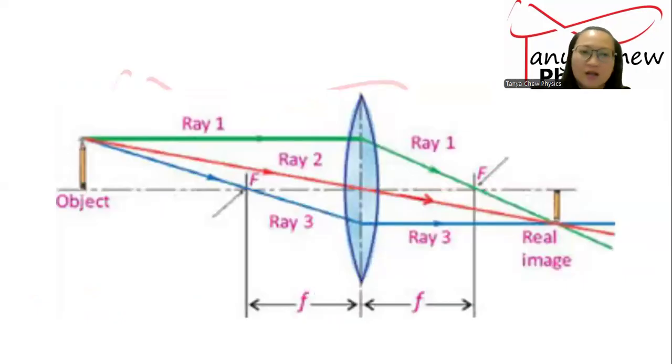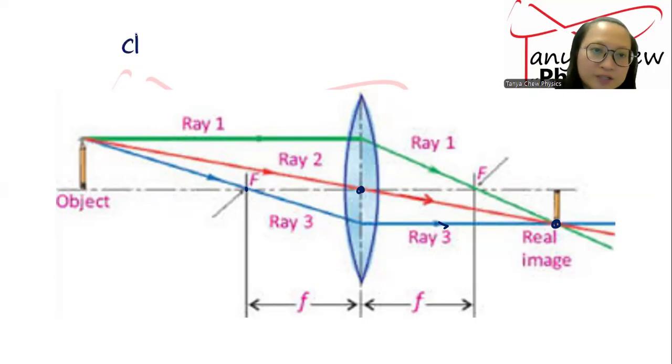Now, ta-da! Could you see ray number one? Any ray that is parallel to the principal axis will be refracted towards the focal point. Right? Any ray that passes through the center of the lens just goes through straight, and any ray that passes through the principal focus first, or the focal point first, will be refracted horizontally. Right? So the intersection between these three rays will give you the location of the image.